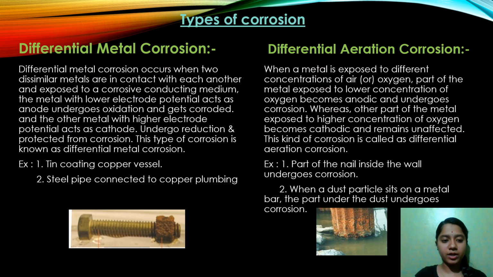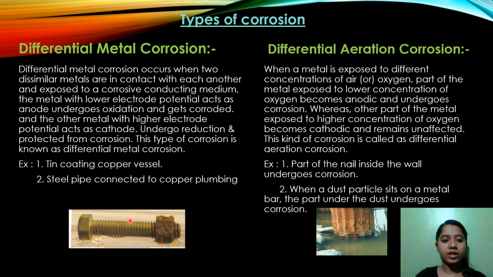When it comes to types of corrosion, it is differential metal corrosion and differential aeration corrosion. Differential metal corrosion occurs when two dissimilar metals are in contact with each other and exposed to a corrosive conducting medium. The metal with lower electrode potential acts as anode, undergoes oxidation and gets corroded, whereas the other metal with higher electrode potential acts as cathode, undergoes reduction and is protected from corrosion. This type of corrosion is known as differential metal corrosion. Example, tin coating on a copper vessel and steel pipe connected to copper plumbing.